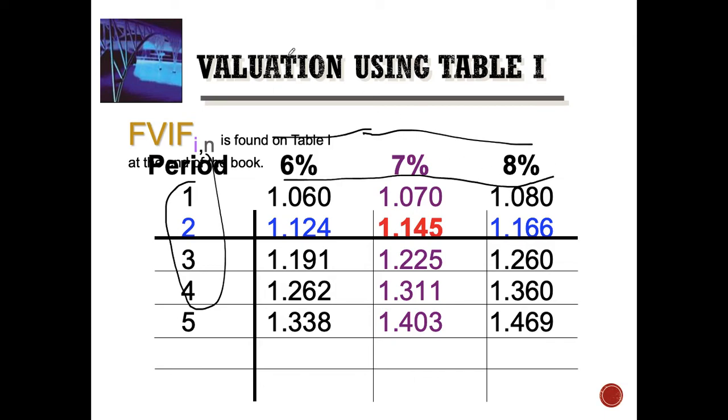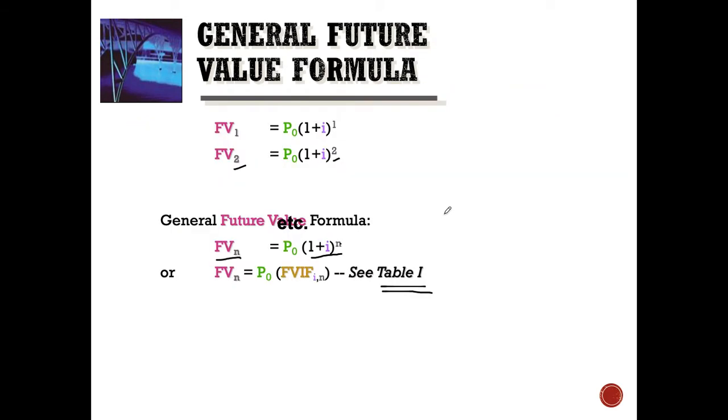So if the period is 2 years and the interest is 6%, the future value interest factor is here, 1.124. And if the period is 2 years and the interest rate is 7%, the FVIF is 1.145. So you can put here P0 multiplied by FVIF.